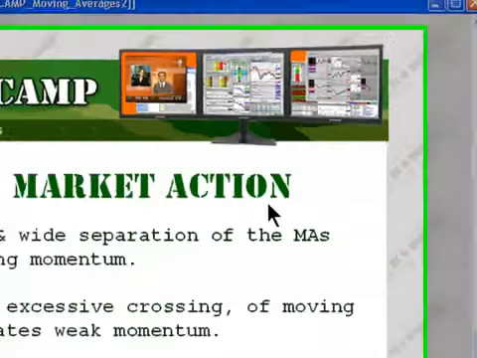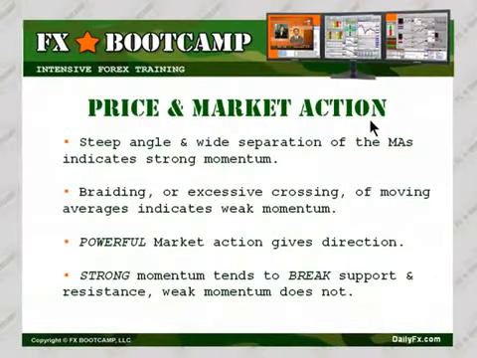Now, a couple of things here. When it comes to price and market action, we are using moving averages. The steeper the angle and the wider the separation between the two moving averages, whether it's price action or market action, the stronger it shows. So if the 5/8 is dropping straight down, there's a good separation between the moving averages. You should be confident in the moment that price is falling, and you certainly don't want to go long when price is falling.